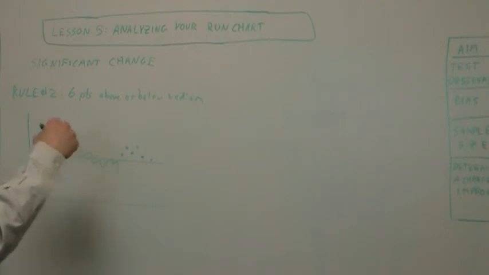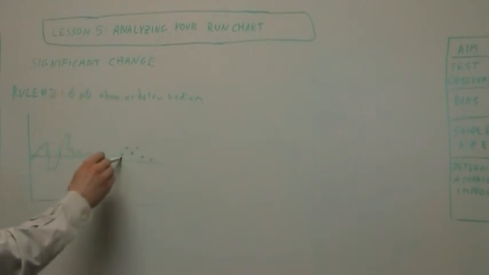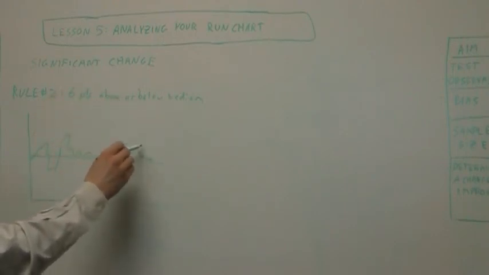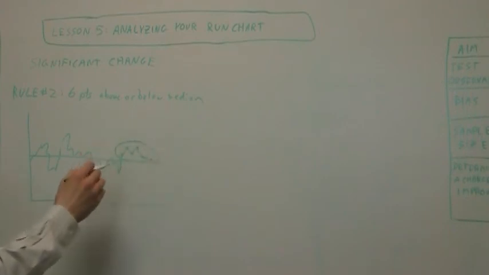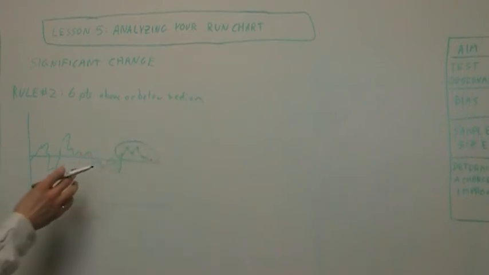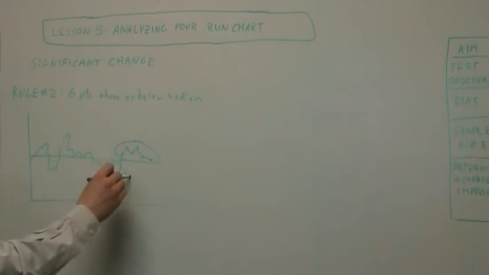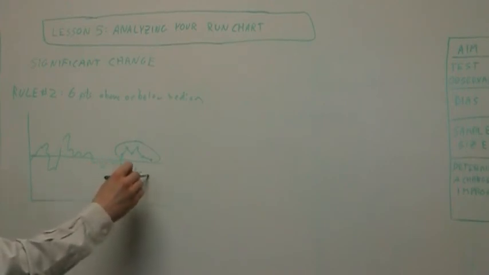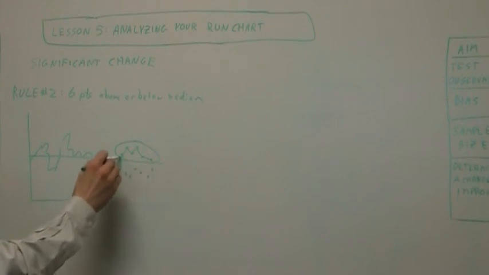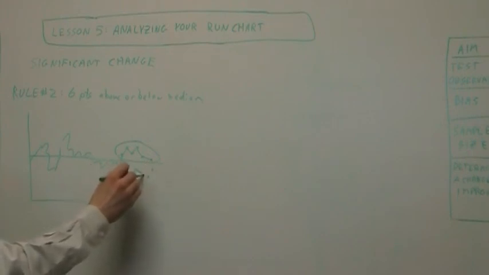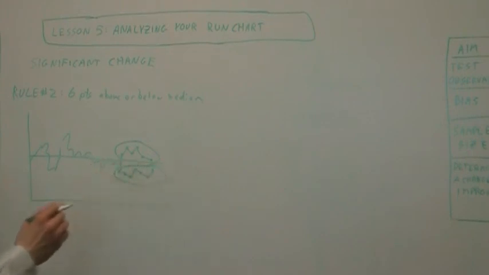So it doesn't matter if they're continually increasing. The fact is they're all above the median, so that is a significant change. So that means there's been a shift in the mean, and it could also happen below. So that would also be a significant shift. So those are the 2 basic rules for detecting a significant change in your run chart.